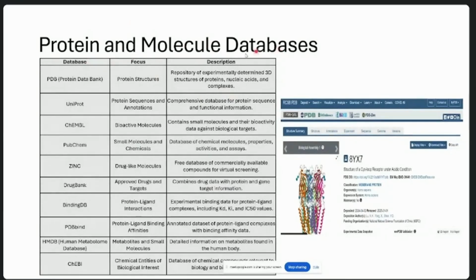Protein and molecule databases: PDB, which is very popular, is the Protein Data Bank. It has certain crystal structures, and you can even derive AI-predicted structures, AlphaFold structures, and so on, for proteins, nucleic acids, and complexes. We have UniProt, which is for protein sequences. And we have chemical databases for small molecules, for example PubChem, which is popular for small molecules.